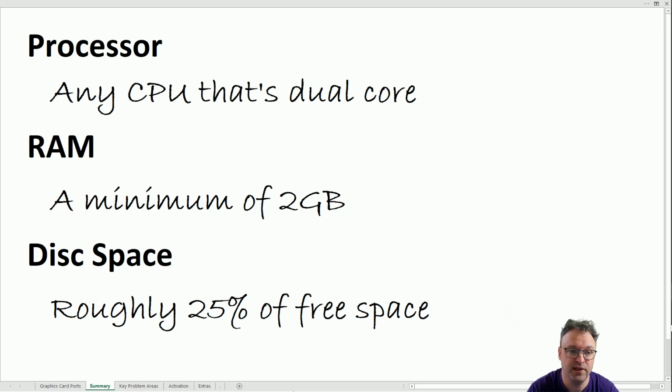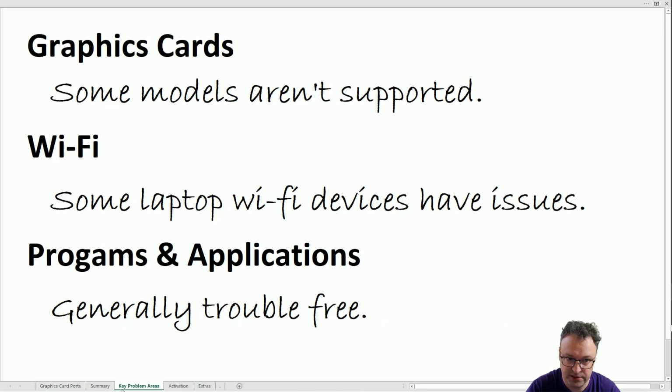If you've got 4 gig of RAM, then it's going to work better. But again, we'll discuss that in a minute. The key problem areas are graphics cards. Some older models, specifically older onboard graphics chipsets, aren't supported. On laptops, because I haven't mentioned laptops particularly, because everything's been common to desktops and laptops so far, some laptop Wi-Fi devices have a few issues with Windows 10. Very rare, but nonetheless exists.